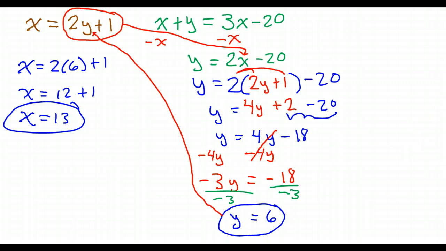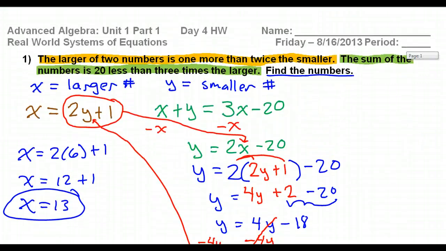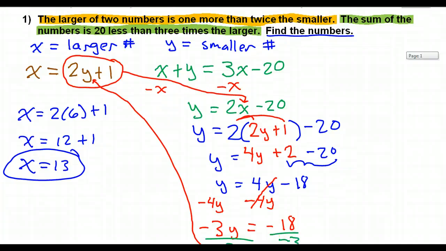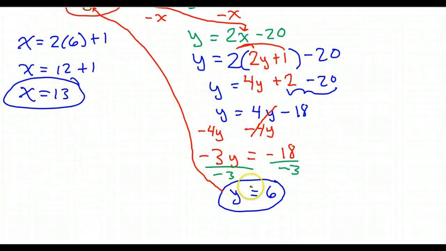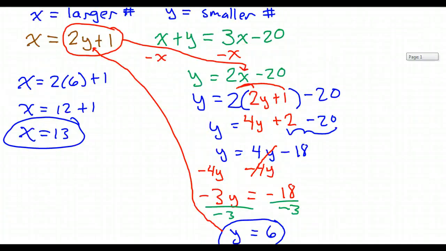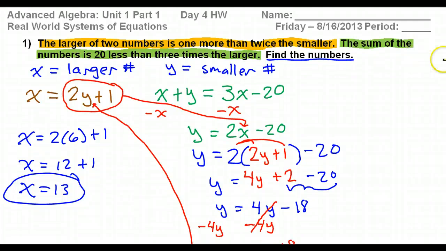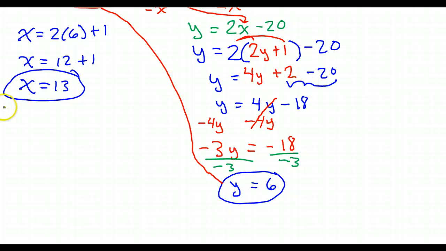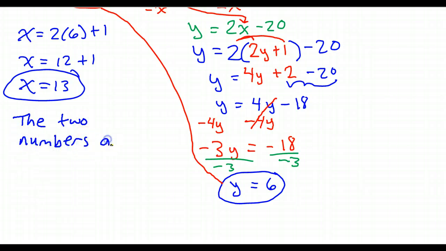In other words, because let's not forget this was a word problem, do not just leave your answers as x and y. You made up those variables. You need to tell me in a sentence. Okay? So you can say the two numbers are 13 and 6.